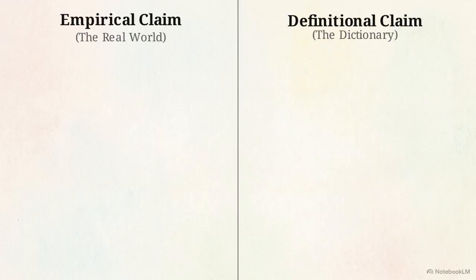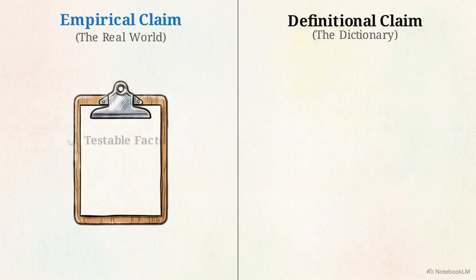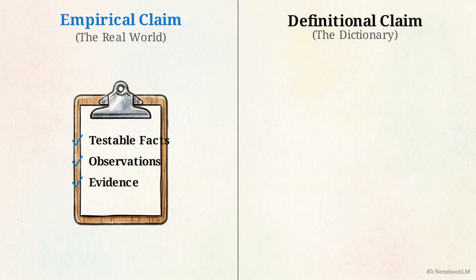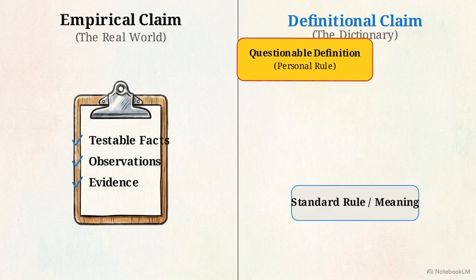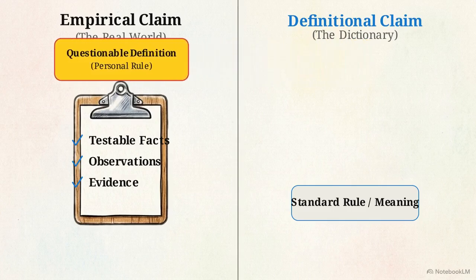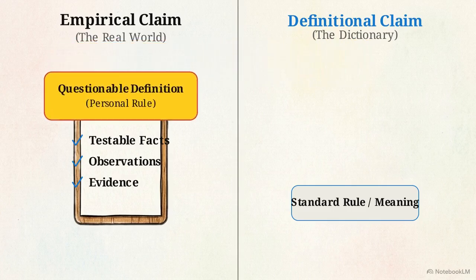To understand how it works, we have to look at the two types of claims people make. First is an empirical claim. This is a testable observation about how the real world actually operates. The second type is a definitional claim. This is an agreed-upon rule for what a specific word or label means, usually based on standard usage or a dictionary. The fallacy happens when an arguer sneaks a highly questionable, made-up definition into the real-world category.